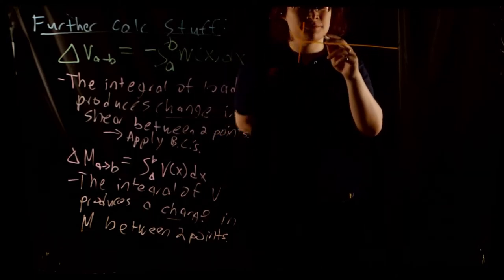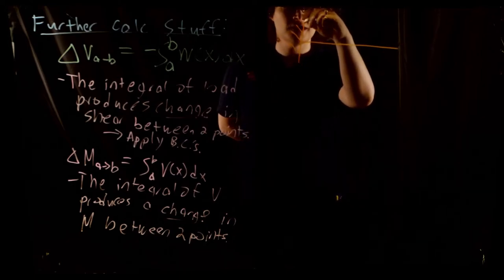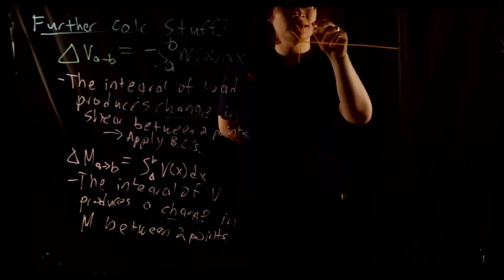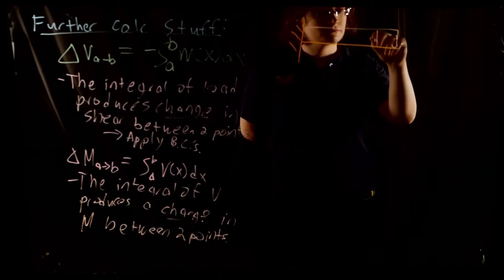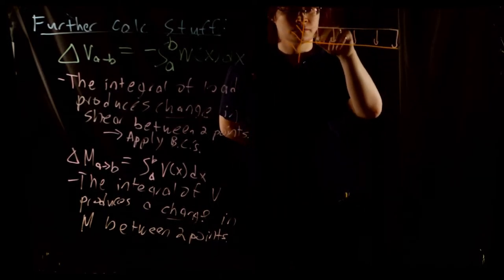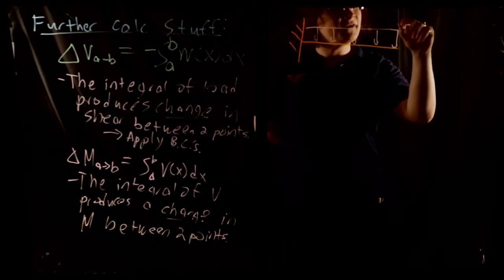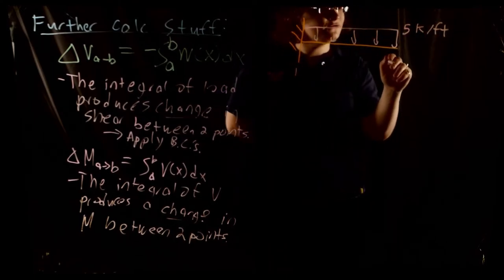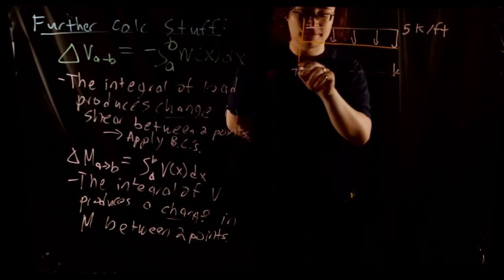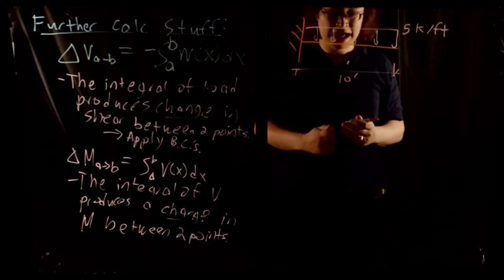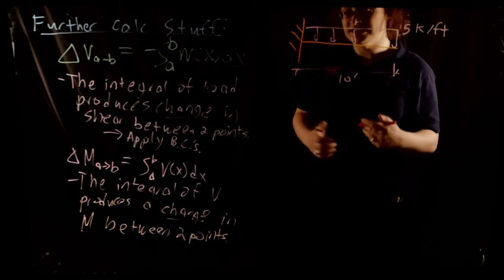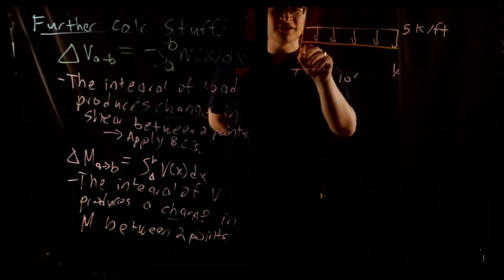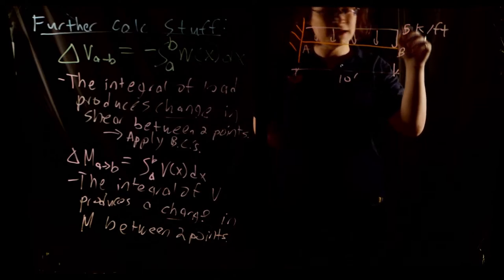And let's go ahead and put another uniform load of, let's say, 5 kips per foot and a length of 10 feet. Now, I'll need to solve for my reactions first. This is a statically determinate beam, so getting the reactions isn't going to be too difficult. I'll call this end A and this end B.